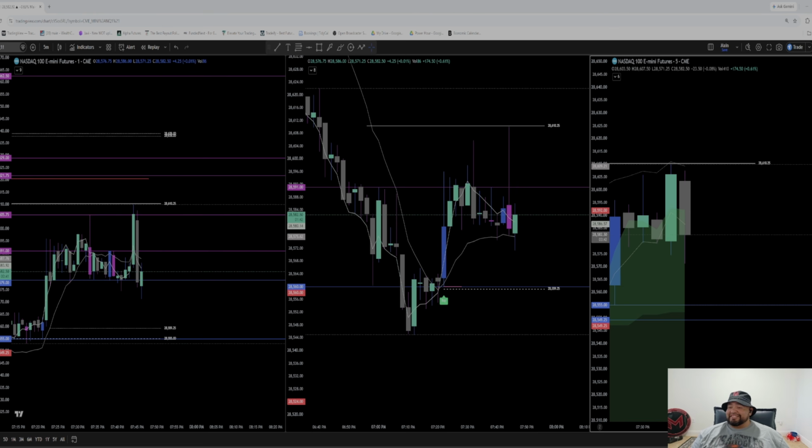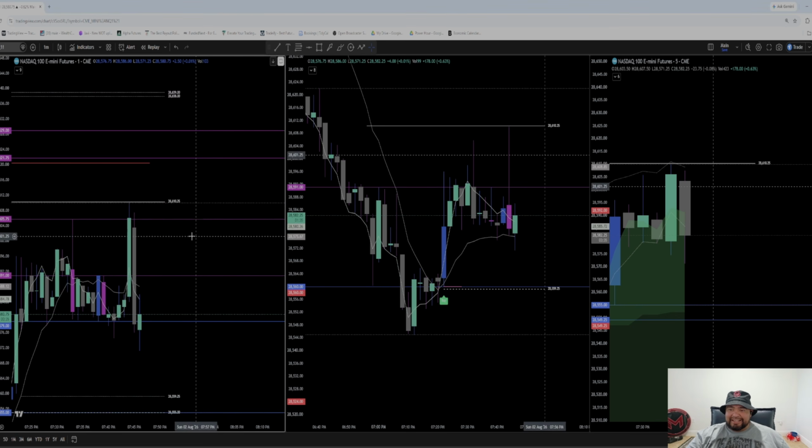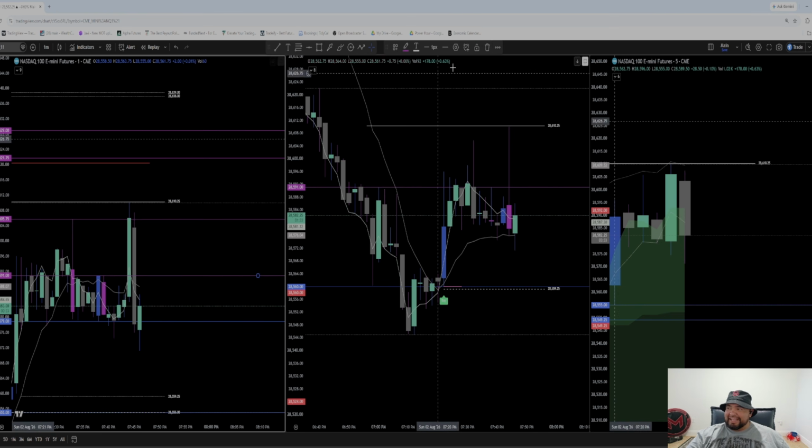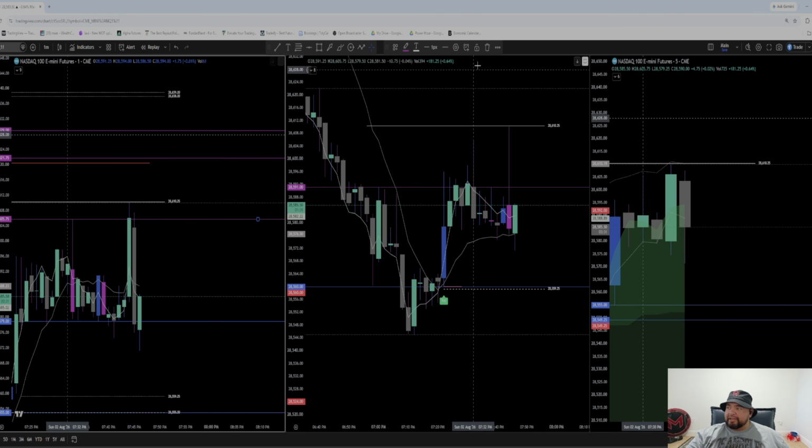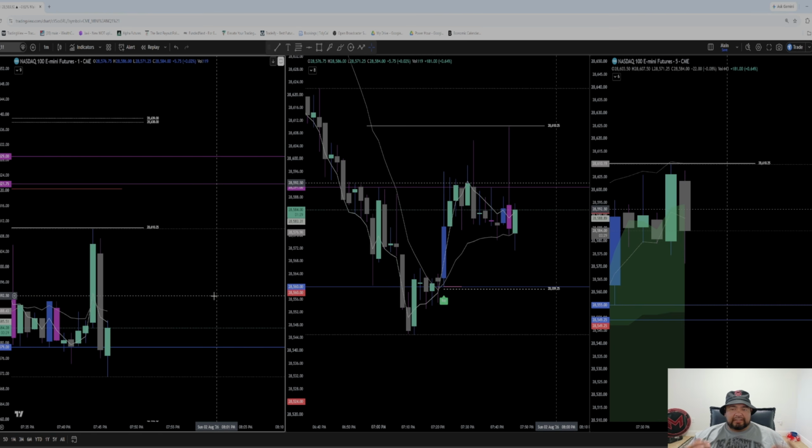August 2nd study session. So right now I'm just going to explain a little bit of level play with Quantum. We just went up to test this 5-minute level at 610. And I'm about to explain a little bit of how I play levels, right? Level breaks, level rejections, anything like that.